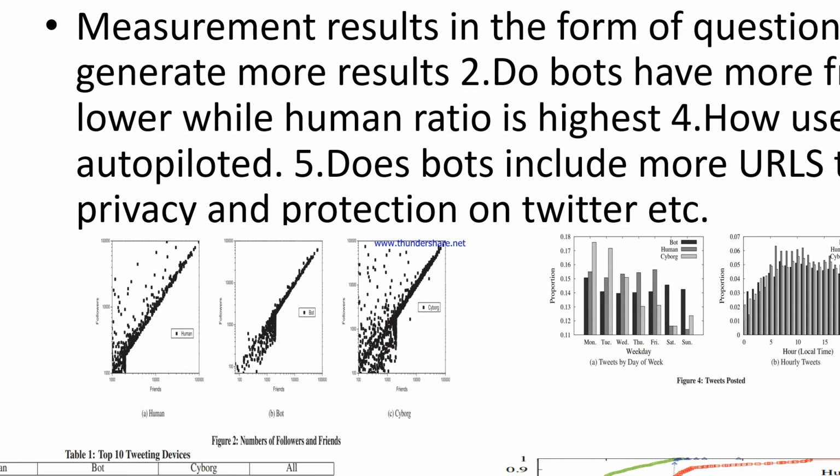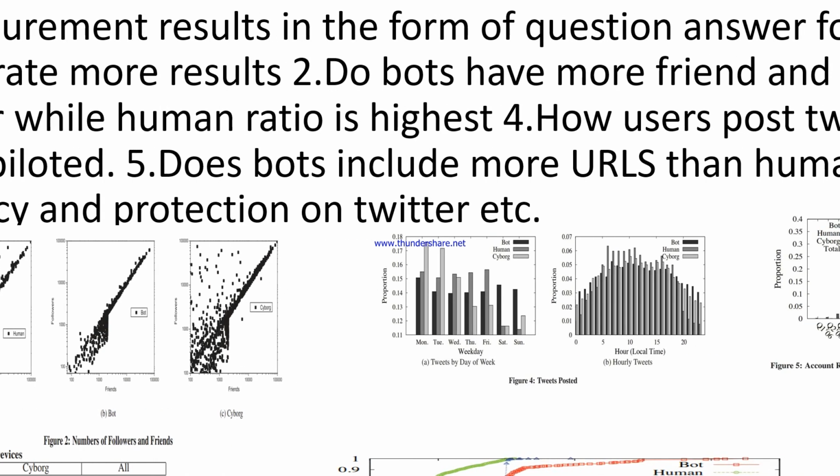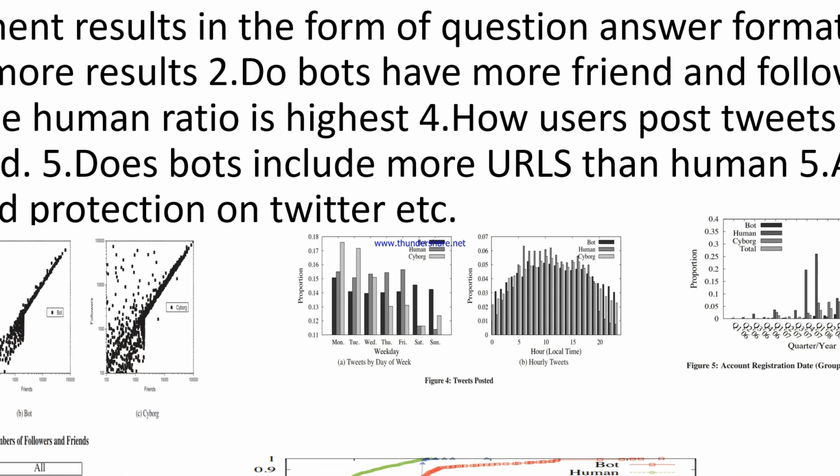So this shows the number of followers and friends. We consider that in human beings, the friend and follower ratio is increasing and not decreasing, but in the case of bots and cyborgs, it suddenly increases and then decreases. And the number of tweets posted. We studied this weekly, hourly, quarterly, and even yearly.